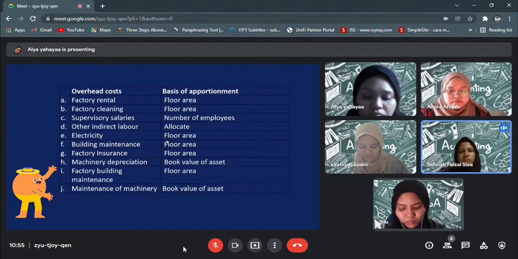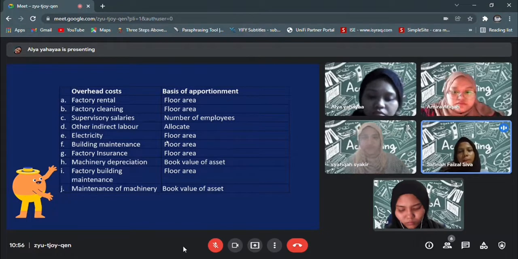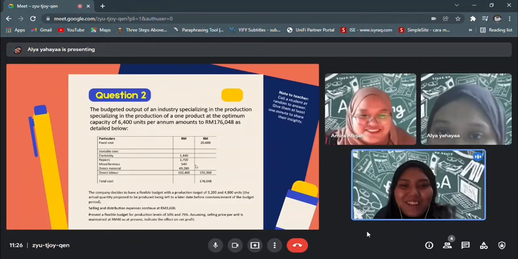It is same as F, which is the cost of maintenance may be apportioned to different departments on the basis of machine hours or capital value of the machines, when charges are to be distributed according to the floor space occupied by each department. Last is J. We think book value of assets suit maintenance of machinery because the term maintenance expenses refers to any cost required by an individual or business to keep their asset in good working condition. So next, Amira Afika will continue this presentation.